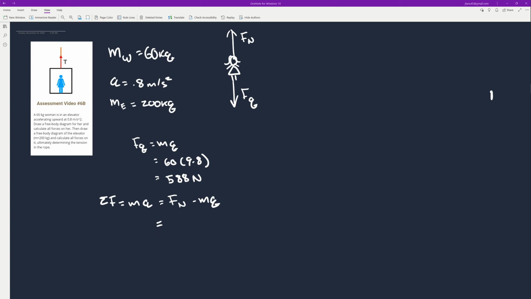If we isolate the normal force, we end up with the normal force is equal to ma plus mg. Now if we factor out mass, we get m times (a plus g). We have 60 kilograms times 0.8, the acceleration upwards, plus 9.8, which is the gravity, and that equals 636 newtons. And so this holds that as we go up in the elevator, we tend to feel a bit heavier, because the normal force is greater than the force of gravity.